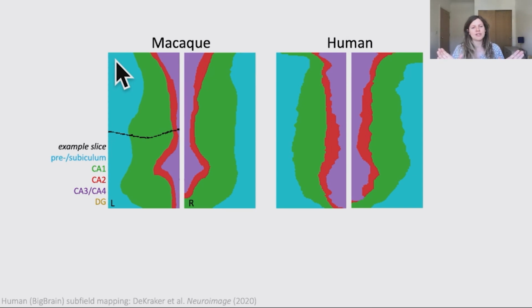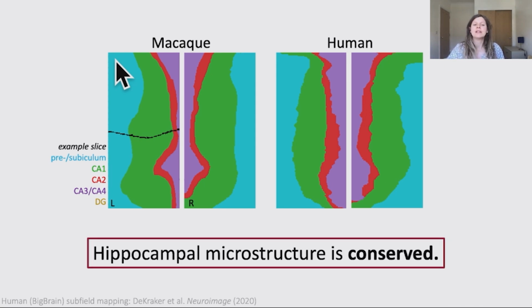And when we look at the resulting maps of both species next to each other, we can clearly see that they have a very similar pattern. So overall, the hippocampal microstructure appears to be conserved, at least across those two species. And what this result also means is that our 2D flat map space actually represents a common space to compare the two species.